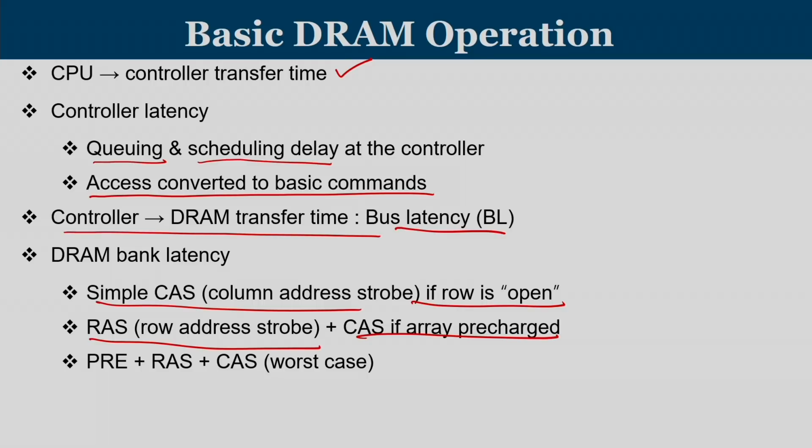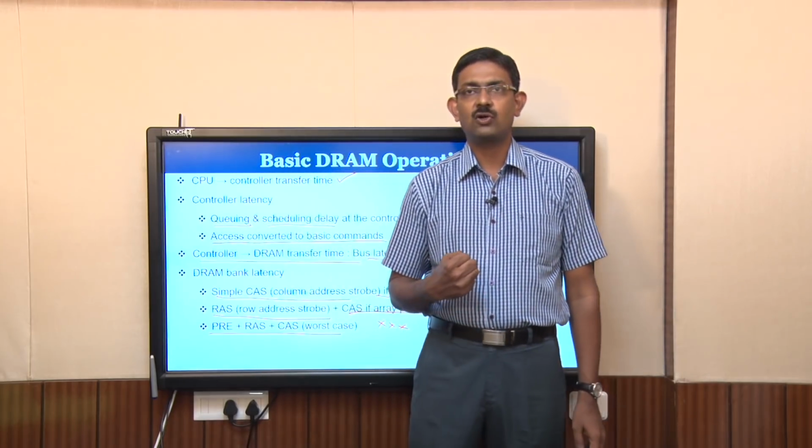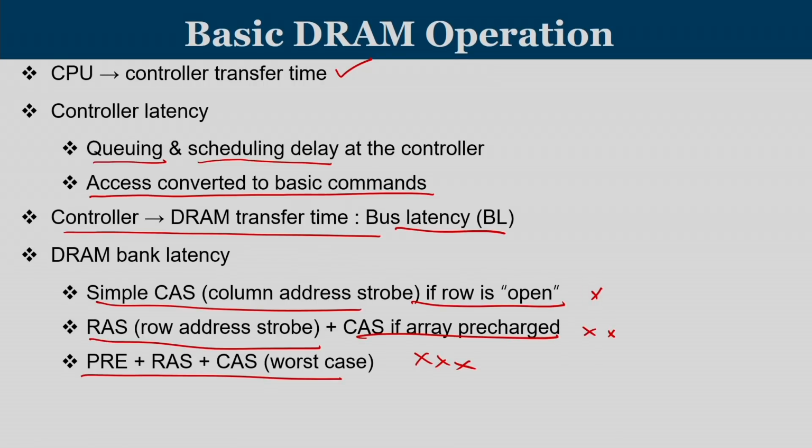The other one is called a row conflict. Some other row is already open, so we have to close that row, which is done using a precharge command. After the precharge command, we have to give the row address strobe and column address strobe. The first one will take very little time. The second one will take a little more time because a row address strobe is involved, and the third one involves a precharging operation followed by a row address strobe and a column address strobe. So this DRAM bank latency is a varying number. It depends on whether it's an open row, a closed row, or a row conflict.